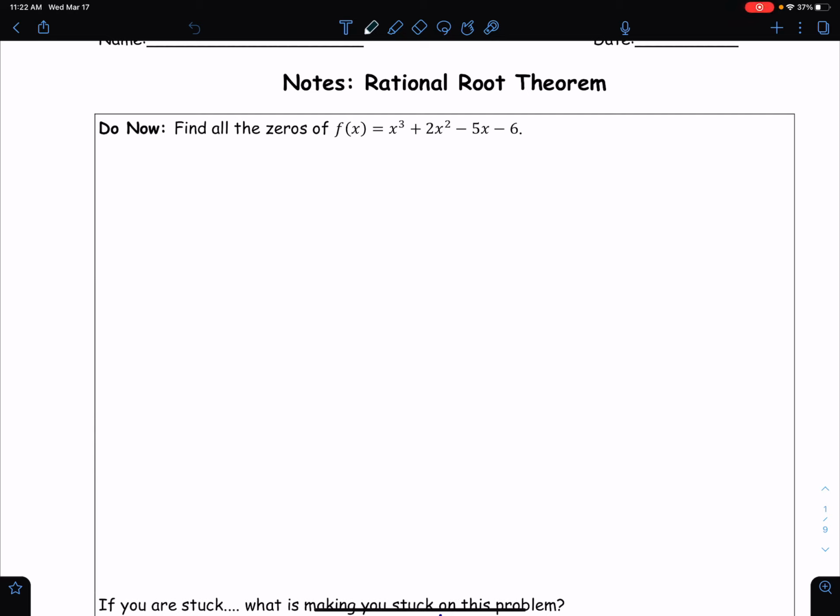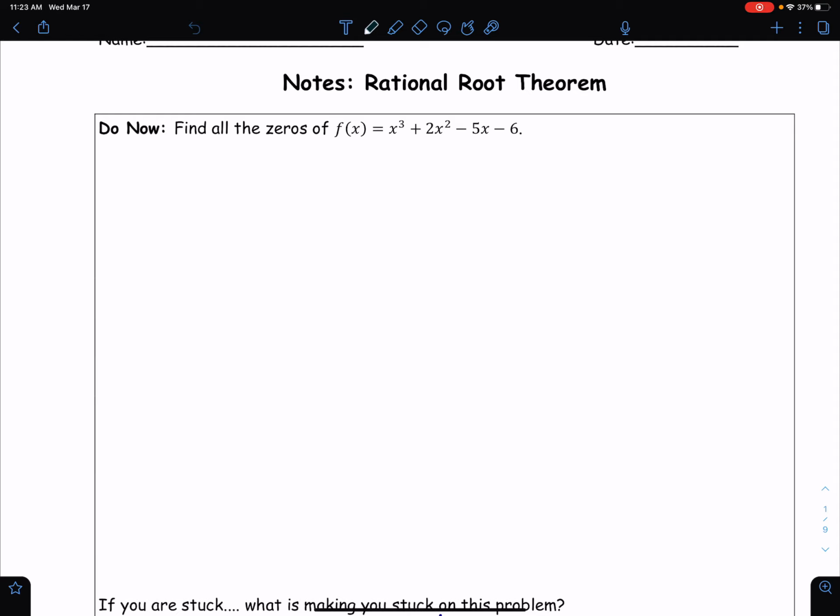So for today's notes, I just want you guys to do the old simple do now, which is find the zeros of this equation. And if you get stuck and you're like, oh, I'm not sure, there's a question after this. So you can say, if you're stuck, what is making you stuck on this problem? If you're not, go ahead and solve it. Pause the video if you haven't, and play it when you're done.